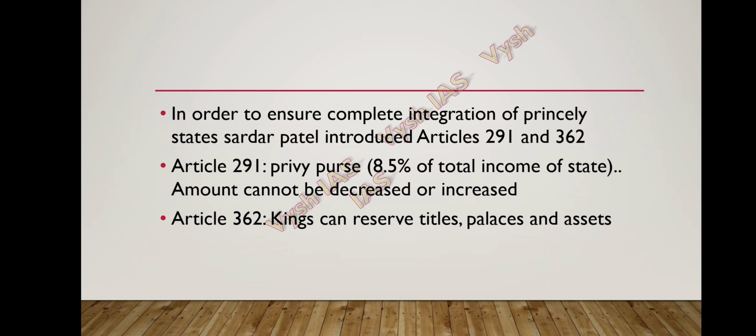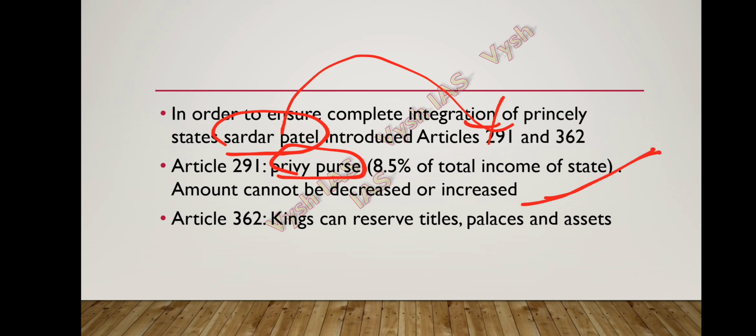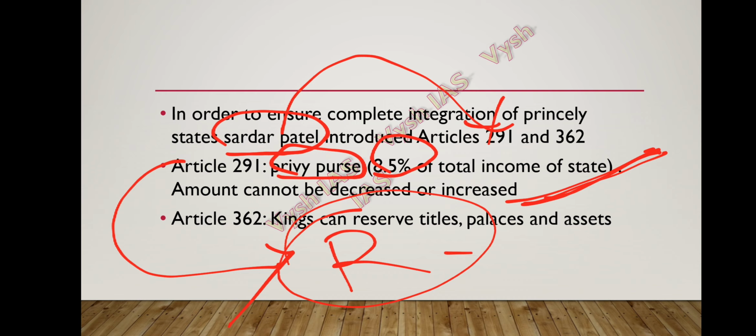But in order to ensure the complete integration of the princely states, Sardar Patel introduced two articles, Article 291 and Article 362, into the Indian Constitution. Article 291 speaks about the privy purse. The kings used to get this income from the state, that is 8.5% of the income of the state, so that they won't revolt against the central government or the national government, because they are getting the privy purse.